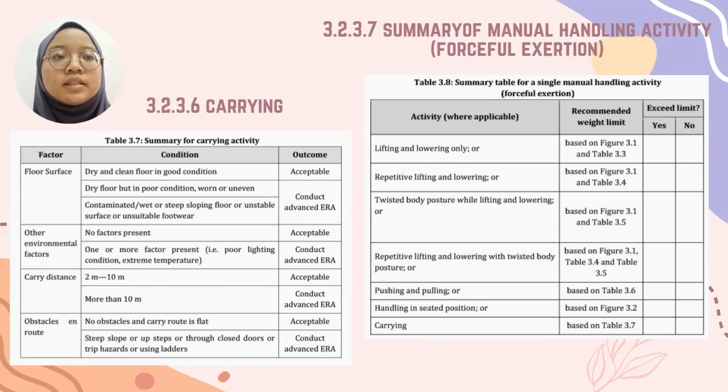The next assessment is single manual handling activity. There are 7 types of single manual activity that we need to check whether it exceeds limit or not. First would be lifting and lowering only. Second, repetitive lifting and lowering. Third, twisted body posture while lifting and lowering. Fourth, repetitive lifting and lowering with twisted body posture. Fifth, pushing and pulling. Sixth, handling in seated position.